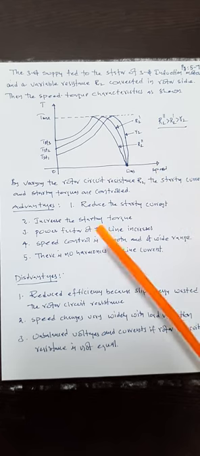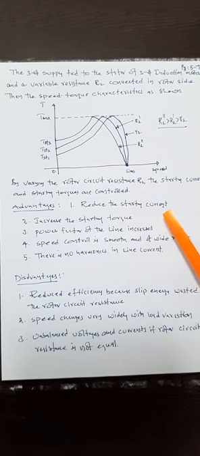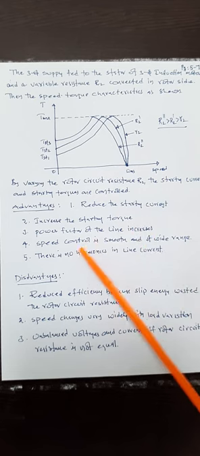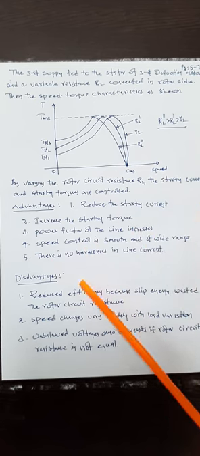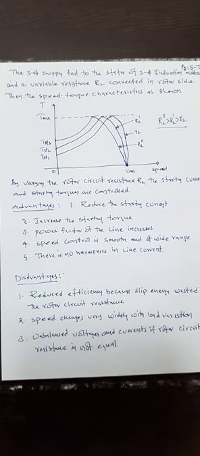The advantages of this method: it reduces the starting current, increases the starting torque, the power factor of the line increases, and speed control is smooth and over a wide range. There are no harmonics in the line. Similarly, from the disadvantages point of view, see here: reduced efficiency because slip energy is wasted in the rotor circuit resistance, speed changes very widely with load variation, and unbalanced voltages and currents occur if the rotor circuit resistances are not equal.